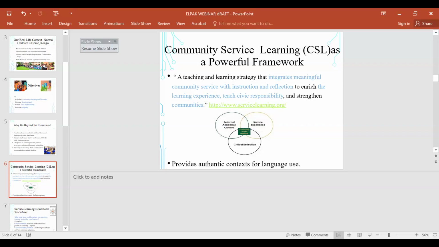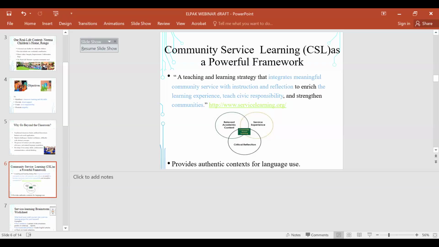This is just a teaching and learning strategy that integrates community service with instruction and reflection to enrich the learning experience, to teach civic responsibility as well as strengthen communities. It is sort of an experiential learning. The learners move from theory to the practical bit of getting to apply the concepts that they have learned in the classroom in a real life context. So I believe by doing so, it provides an authentic context for us to learn language use.